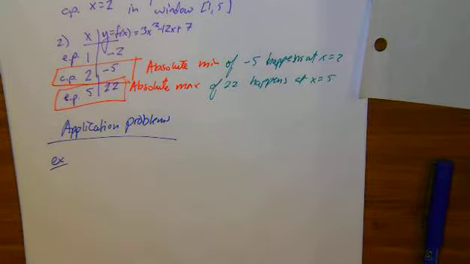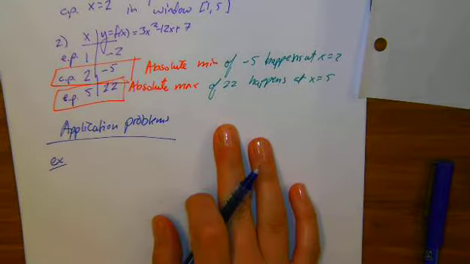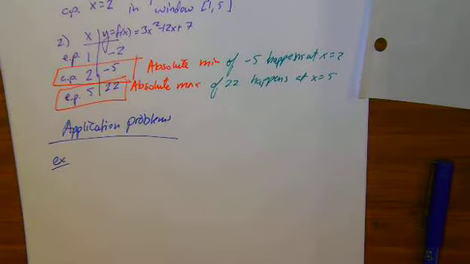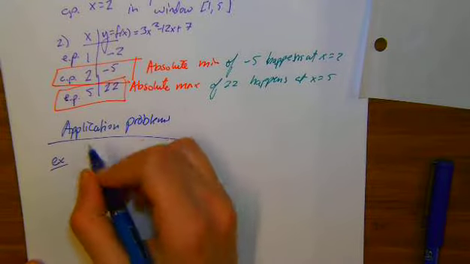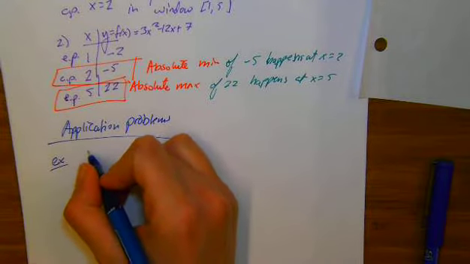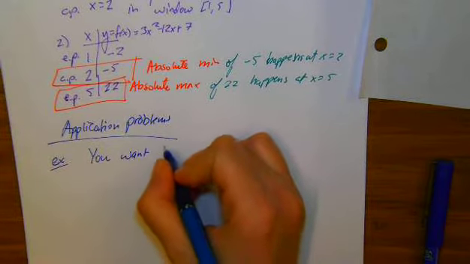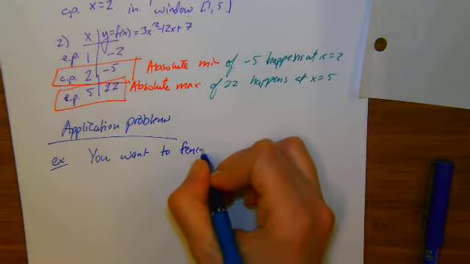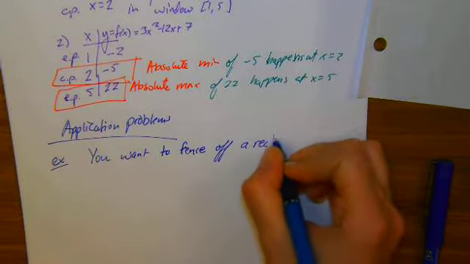something you might see is, aside from a straight up, I give you the model, like the equation and a window and tell me absolute max or min. I'll do a couple examples where you have to do a little bit of work actually putting the equation together. So let's say you want to build a rectangular fence. You want to build a fence, a rectangular region.